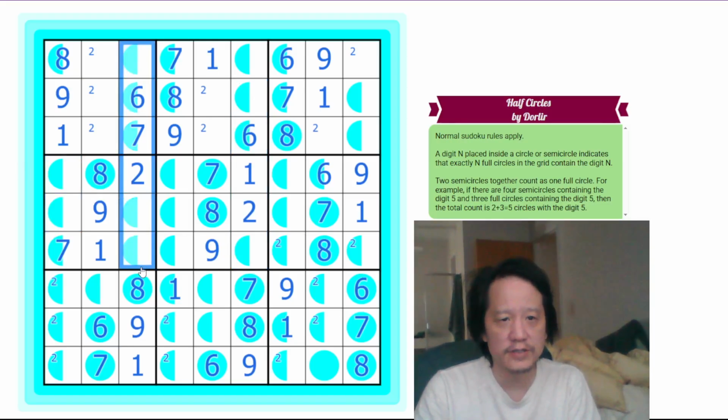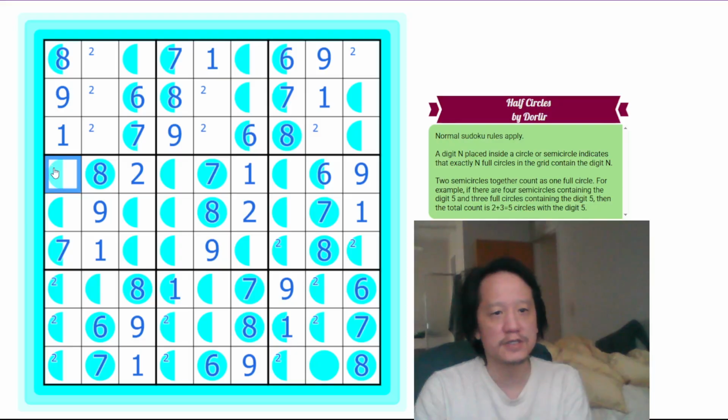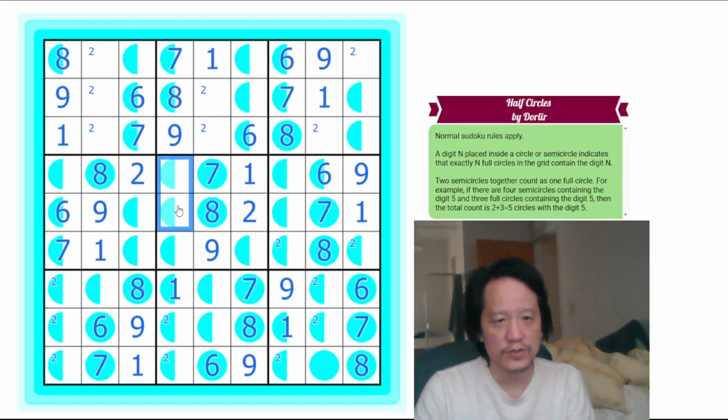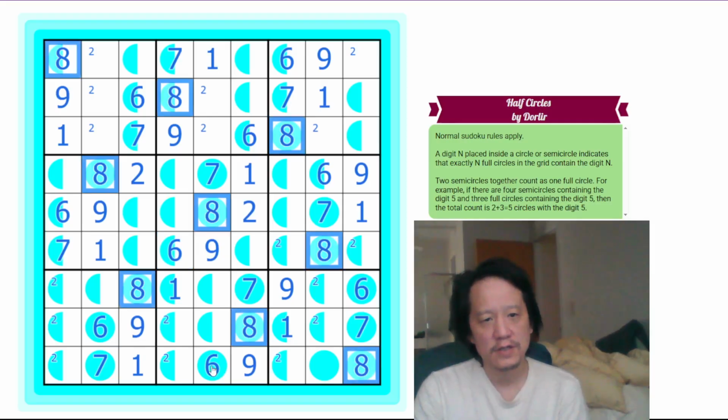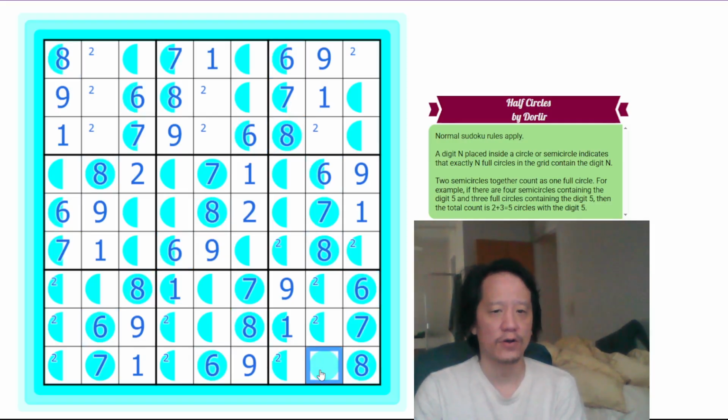So 6 eliminates, so in column 1, 6 can't be here because of 6 in the box. 6 can't be here because 6 in the row, so this must be a 6. In column 4, neither of these two can. This can't be 6 because of 6 in the box. These can't be 6 because 6 in the row, so that leaves that as a 6.